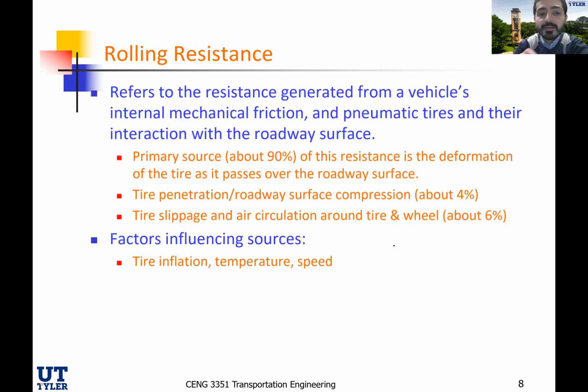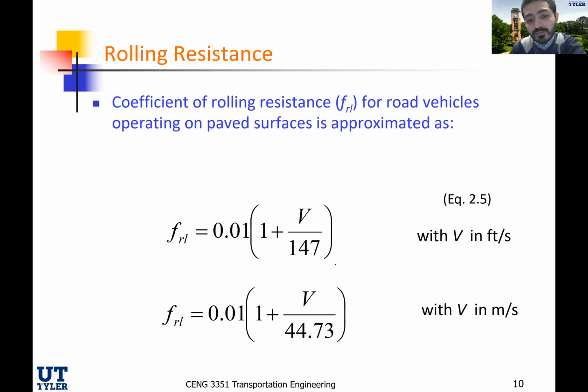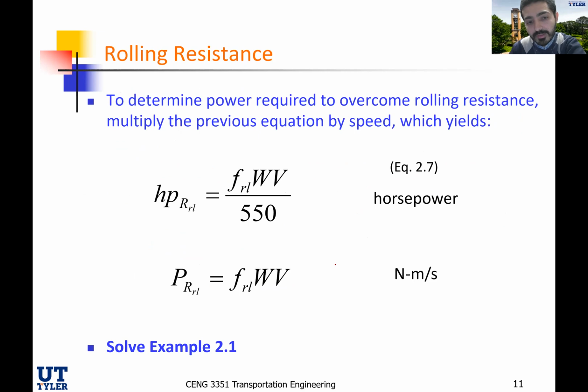I can ask you the same thing: give me the primary sources of the rolling resistance in the field, or what are the major factors that affect the rolling resistance, whether to increase it or decrease it. And those are the tire inflation, the temperature, and the speed. Very short answers. Lots of those little short answer questions, that's typically what I use. Again, the equations are going to be provided, but you need to make sure that you know how to use them right.